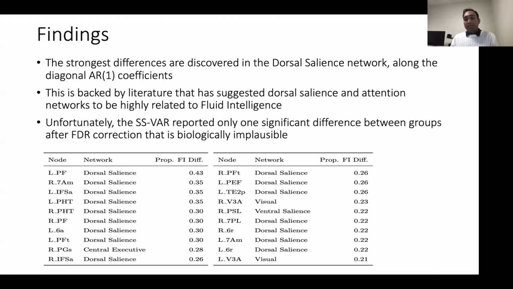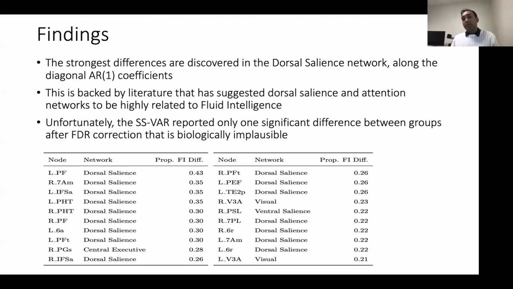And so, this kind of finding matches with the existing literature. Now, unfortunately, when we fit the single subject VAR model, collating or collapsing information across subjects with a single subject VAR model, we were able to find only one significant difference between the high and low fluid intelligence groups after FDR correction. So this we feel is biologically implausible.